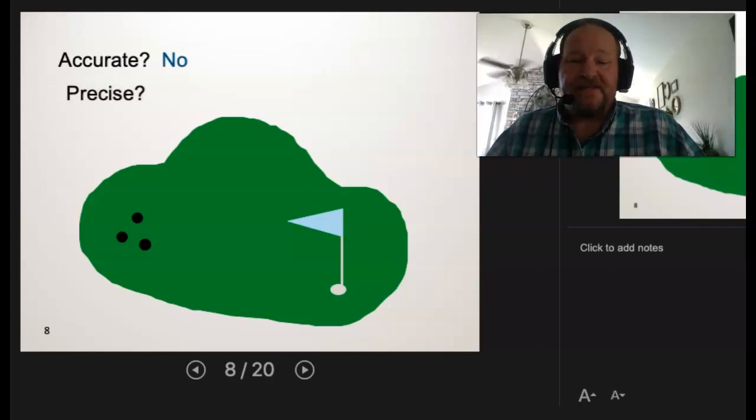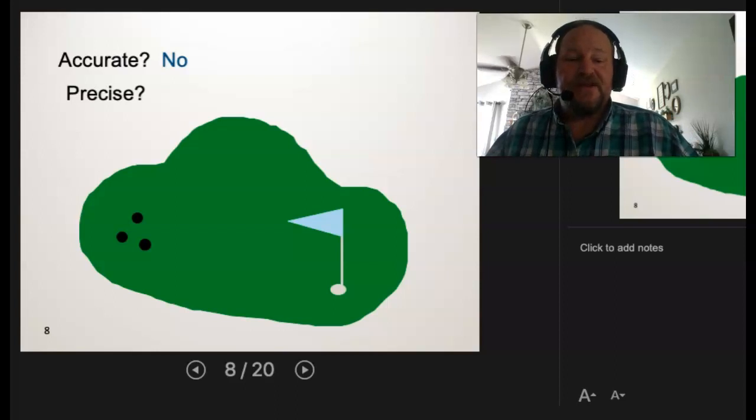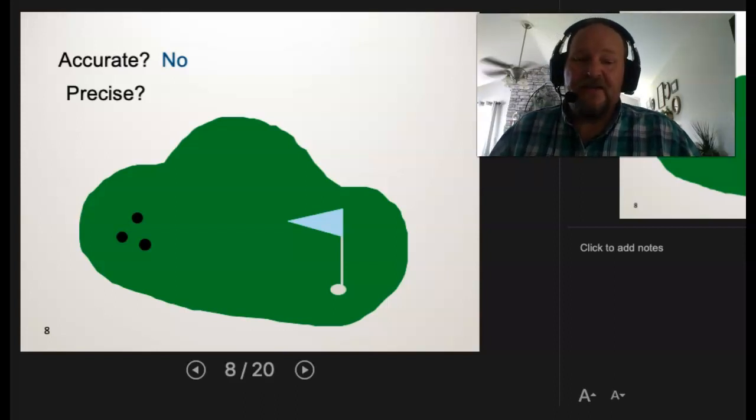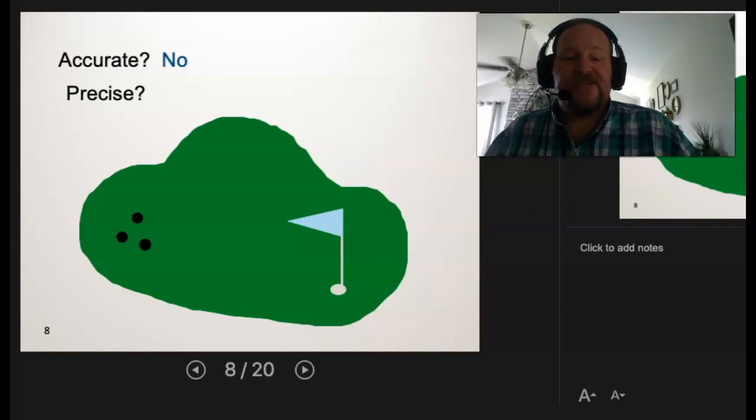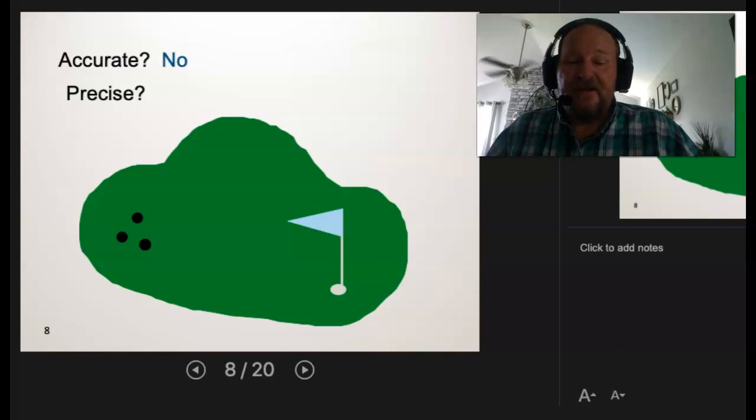Was I precise? Now remember, these are the two things we use to determine how good a measurement is. Just because I was or was not accurate doesn't mean that I cannot or will be precise. Precision is looking at each individual measurement compared to the other measurements. So here we see all three shots are close together, and that means it is precise.